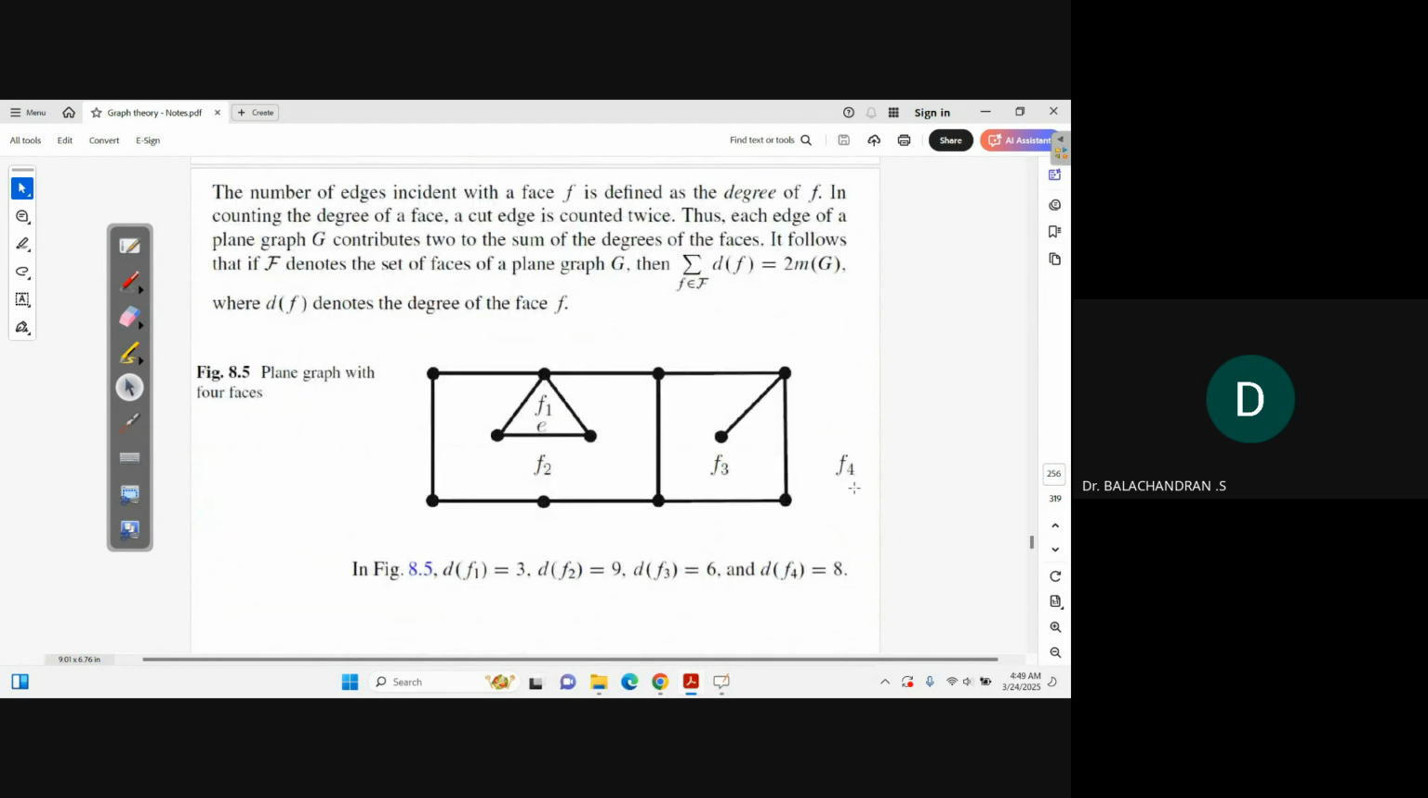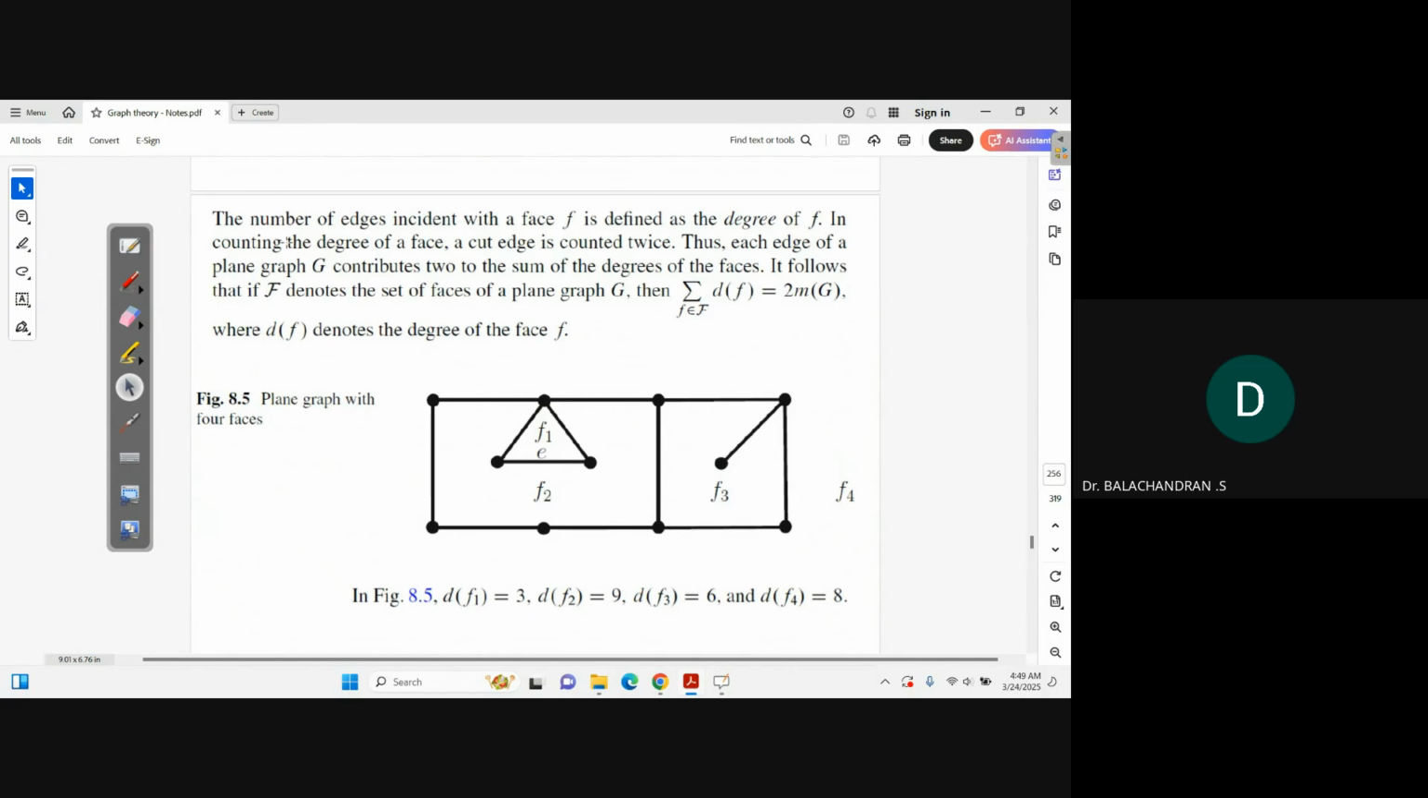So the next concept is the degree of the face. The number of edges incident with a face F is defined as the degree of face F. In counting the degree of a face, a cut edge is counted twice. I'll tell you line by line. The number of edges incident with a face F is defined as the degree of F.